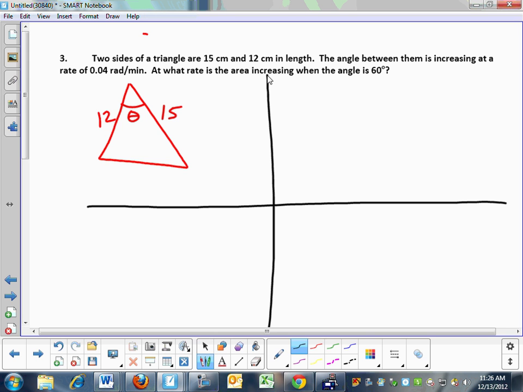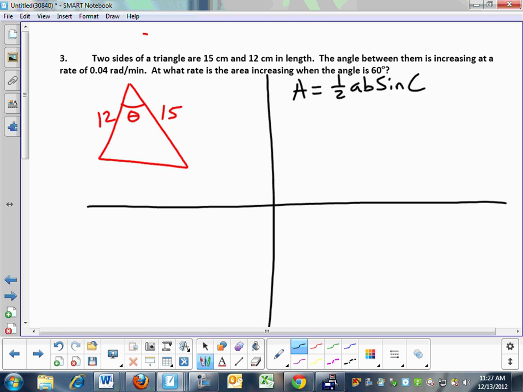If it's not ever changing, we can generally plug it into our initial conditions. The area of a triangle is equal to 1/2 AB sine of C. Maybe you remember that from trigonometry. What that really means is 1/2 times 2 sides times the sine of the included angle. Now, if these are changing, then I can't plug anything in for them.